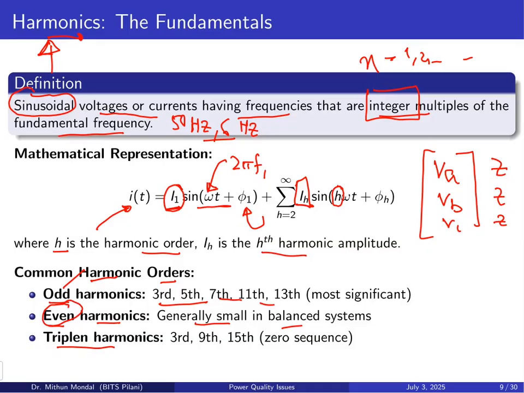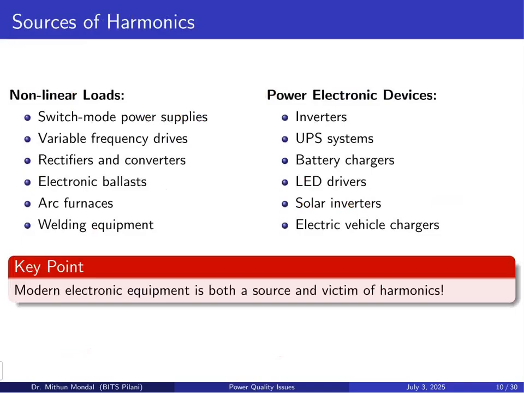Triplen harmonics are the 3rd, 9th and 15th, which are the zero sequence component. Zero sequence means the magnitude and the angle are the same across the different phases A, B and C. We can have the positive sequence component, the negative sequence component and the zero sequence component.